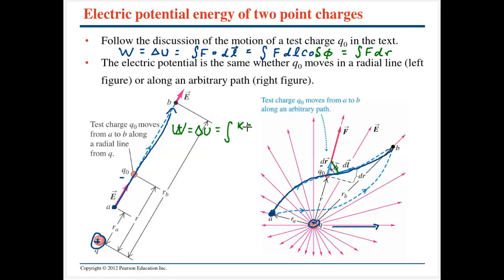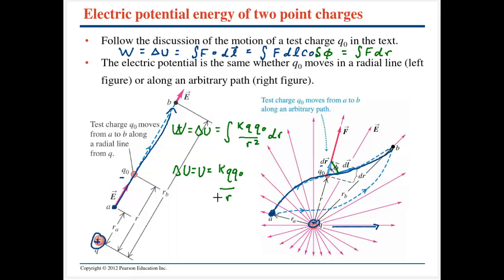The force is going to be k multiplied by the charge multiplied by the test charge divided by the radius squared, multiplied by dr. And we can pull out the constants k, q, and q naught. The change in internal energy, which I'm simply going to write as the potential energy of the system, is going to be k multiplied by the charge multiplied by the test charge, times the integral of 1 over r squared dr, which is negative 1 over r. I'm just going to simply write that as 1 over r.